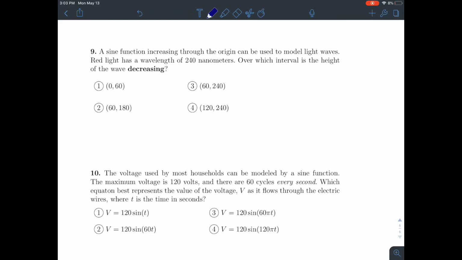For problem number 9, a sine function increasing through the origin. Always good to have a picture here with these. Can be used to model light waves. Red light has a wavelength of 240 nanometers. Over which interval is the height of the wave decreasing?